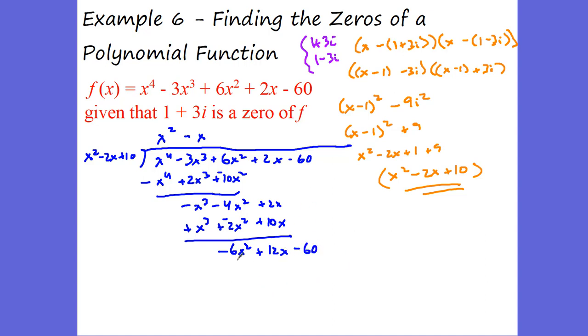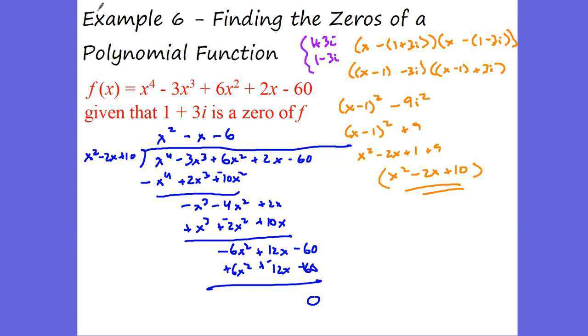How many times does x squared go into negative 6x squared? It's negative 6. And what do you know? Do you see what's going to happen? Negative 6x squared, we get 12x, we get negative 60. Switch my signs. Everything equals 0. So what are we left with? This was my first factor.